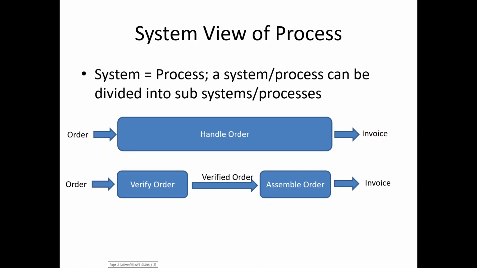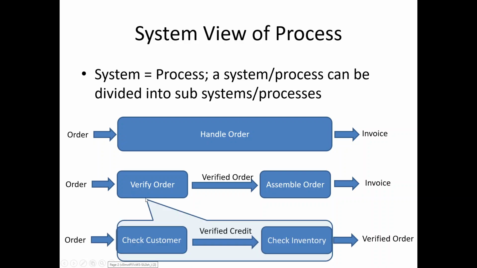For this process, if we wanted to have more detailed information about it, then again we could uncover this black box, and then we have the following view. So that is, this verify order process has two sub-processes: check customer and check inventory. Check customer process checks who placed the order, and then it checks the person's credit history and decides whether that customer is able to make a payment.